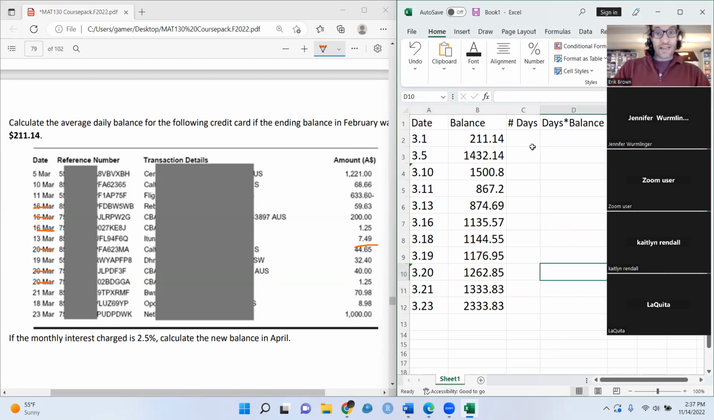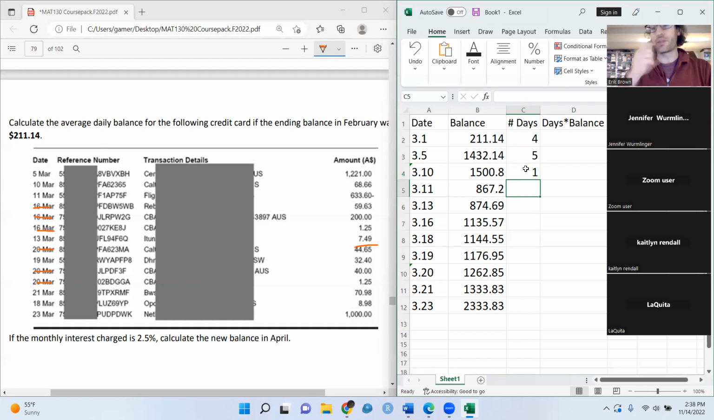Okay, so the second process. If you're tracking how to calculate the average daily balance, you could say step 1 is calculate the balance for each day. Step 2 is figure out how many days that balance is at. So here I'm just going to do 5 minus 1. There's 4 days that the balance remains at 211. And then 5 days that it goes to 1432 from the 5th to the 10th.